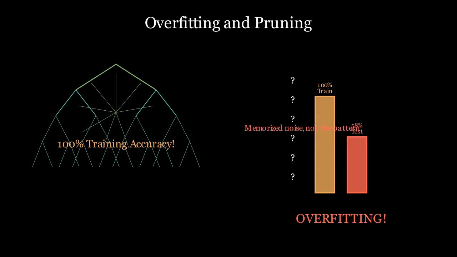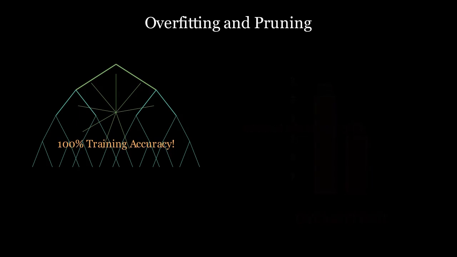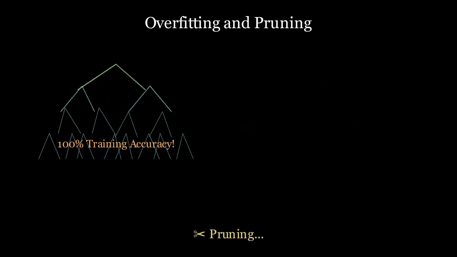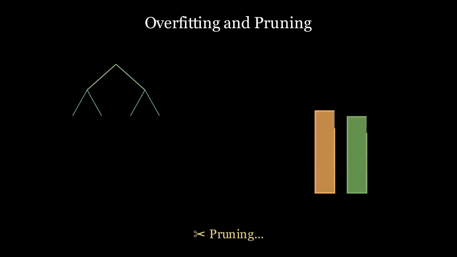This is called overfitting, like a student who memorizes practice answers word for word, but struggles when questions are phrased differently. The fix is pruning, strategically removing the smallest, most specific branches. The pruned tree loses a little training accuracy, but generalizes far better to new data.